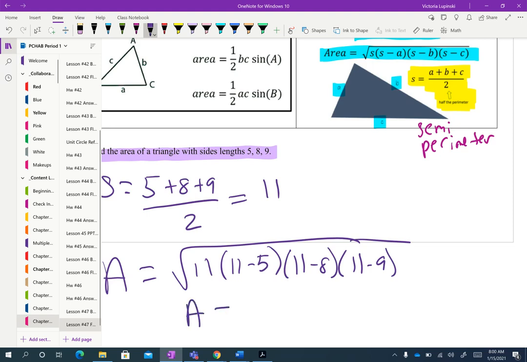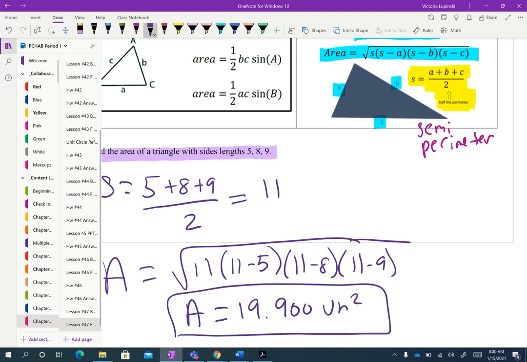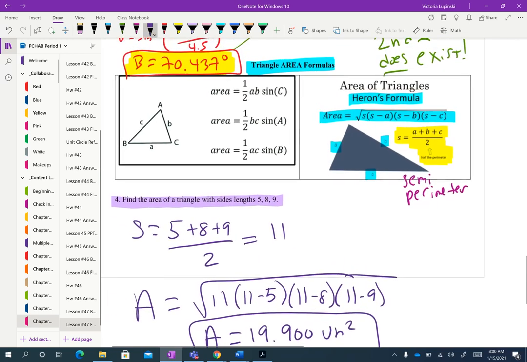You can calculate those parentheses if you want to, or you can just plug it in your calculator exactly like such. And it turns out that it's 19.900. And again, it should be squared, so square inches, square feet. In this case, we're just going to call it square units because it's area. So just a reminder that these two formulas, while great and helpful, are only true for area. So make sure that you don't use them for anything other than area.